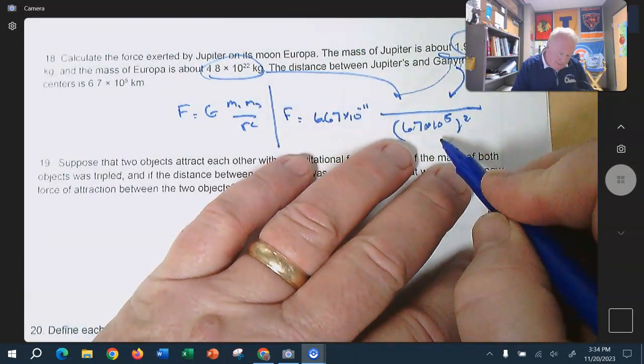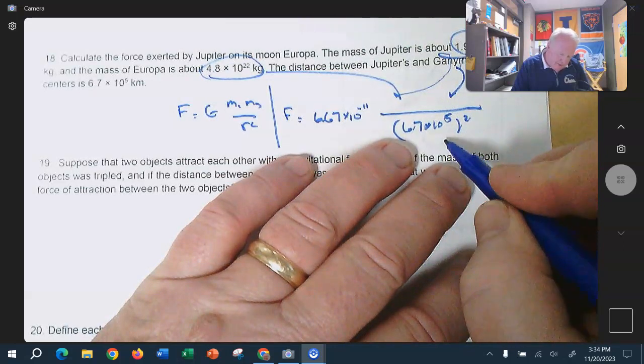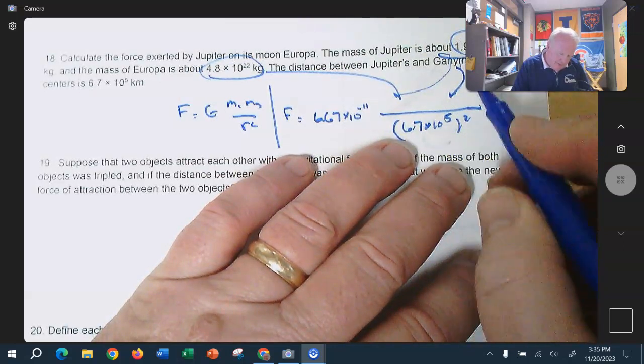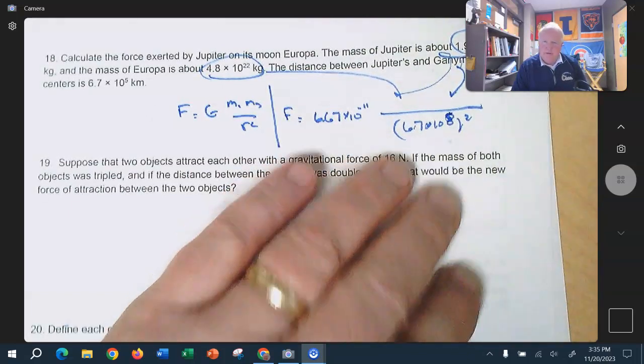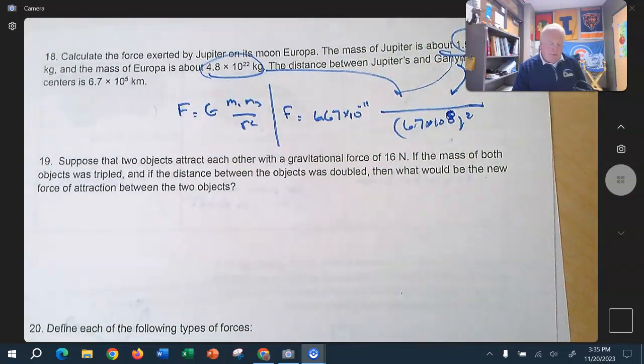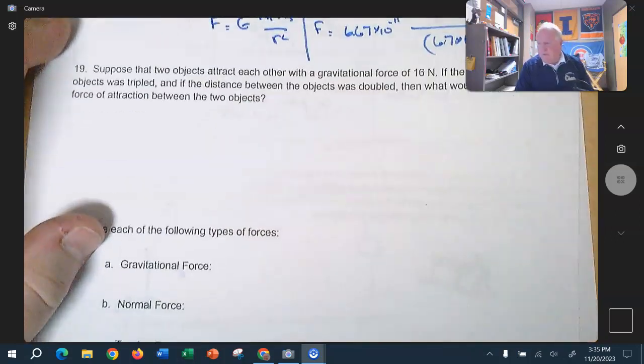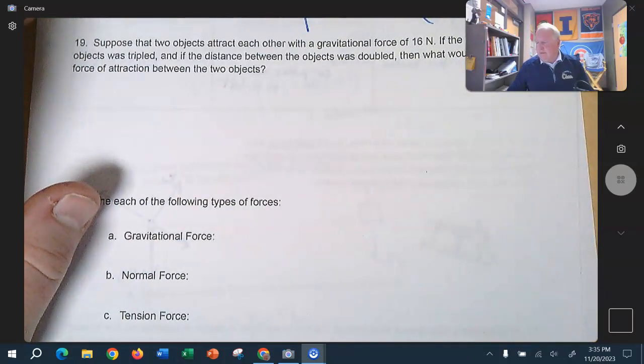The only problem here is that we gave it to you in kilometers. We have to put it in meters, so this is going to be to the 8th right here. If you're wondering, we will not do this to you on the test where we give you something in kilometers and ask you to change it to meters. We're just going to give you the right numbers. Okay. All right.